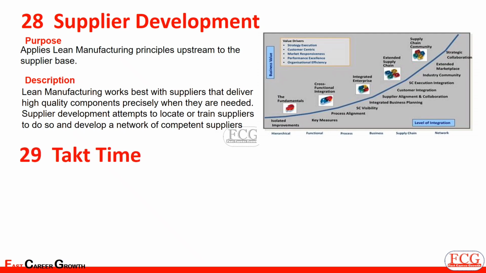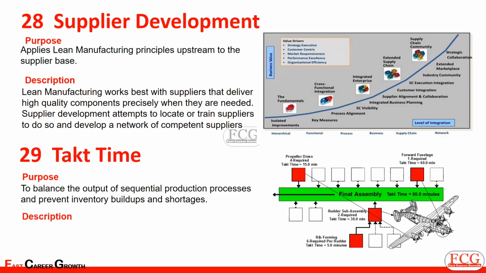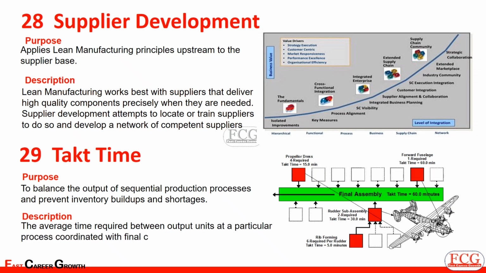29th Lean manufacturing tool is takt time. To balance the output of sequential production processes and prevent inventory buildups and shortages. The average time required between output units at a particular process coordinated with final customer requirements. Takt time equals net available time divided by customer.